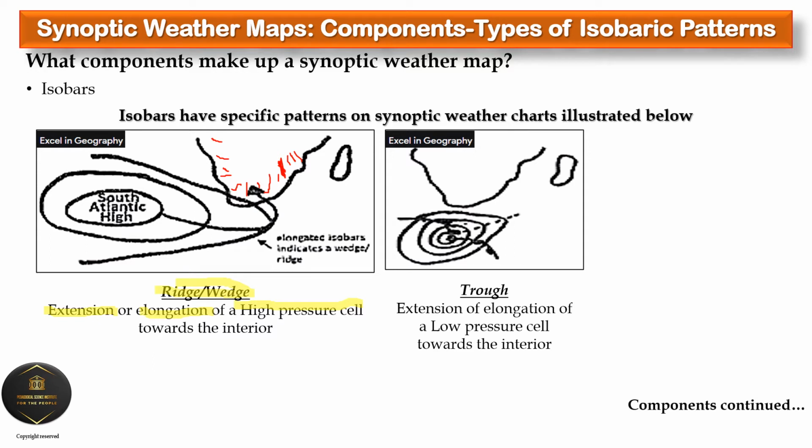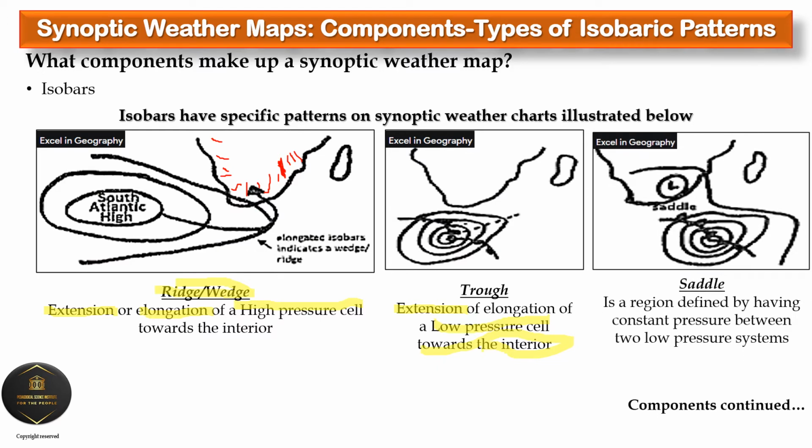We also have what we call a trough. Now, a trough is the opposite of a ridge, right? So a trough is basically the extension of a low pressure cell towards the interior. For example, a mid-latitude cyclone would extend to the interior, and we call that a trough.